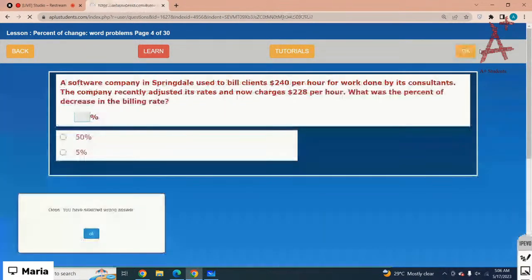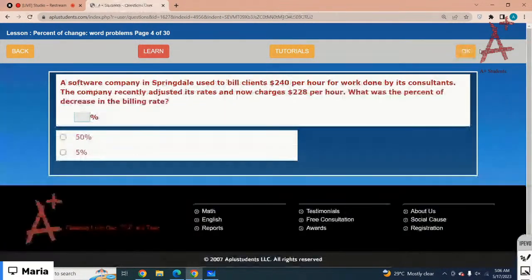A software company in Springdale used to bill clients $240 per hour for work done by its consultants. The company recently adjusted its rates and now charges $228 per hour. What was the percent of decrease in the billing rate? You have to calculate the percent of decrease. Originally it was 240. Got it?